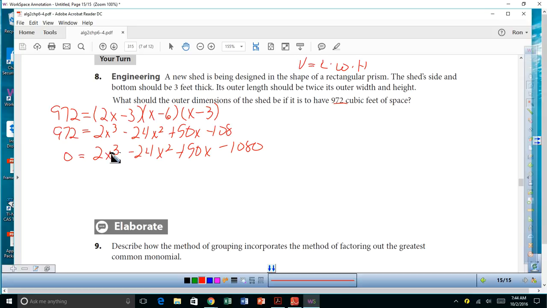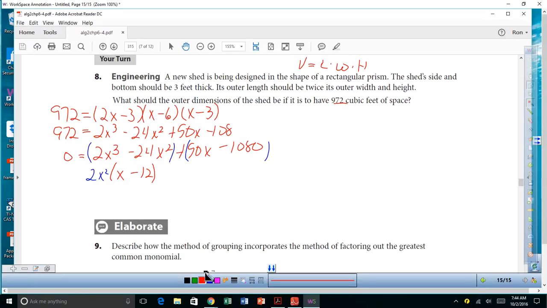Now let's see here. 2 goes into 24, and then x squared goes into x cubed. So we'll group these two here, and then we'll group those two right there, because 90x and 90 should go into 1080. So what can we pull out of here? We can pull 2x squared, and that's going to leave x minus 12, and then 1080 divided by 90, that should be 12.